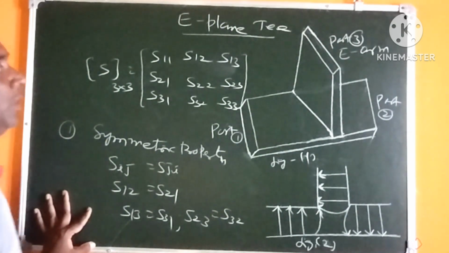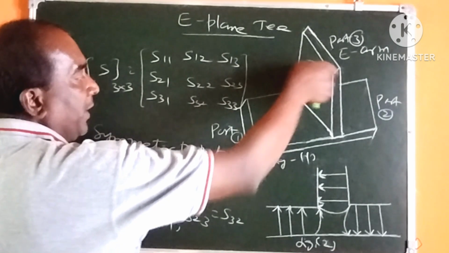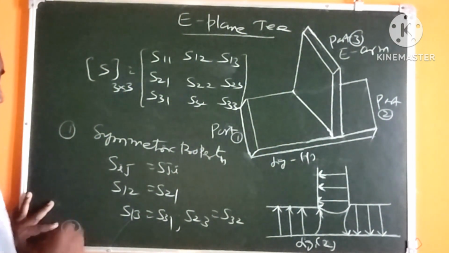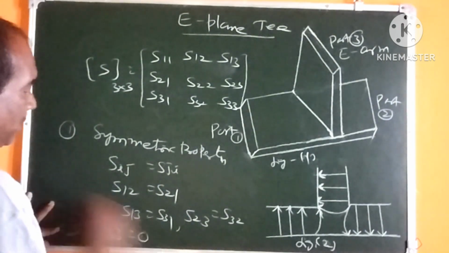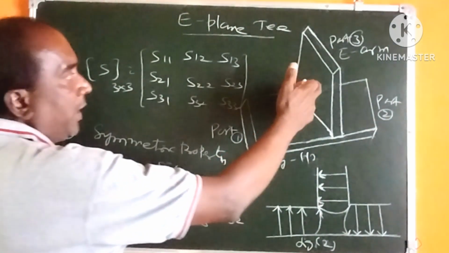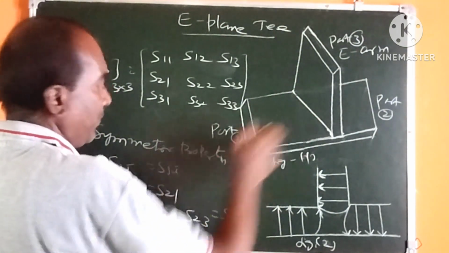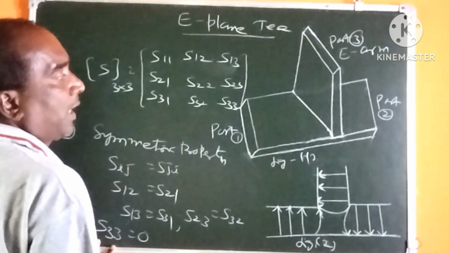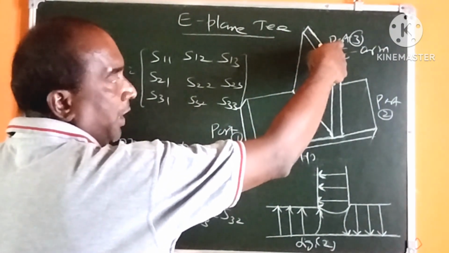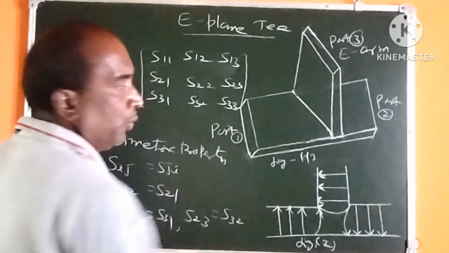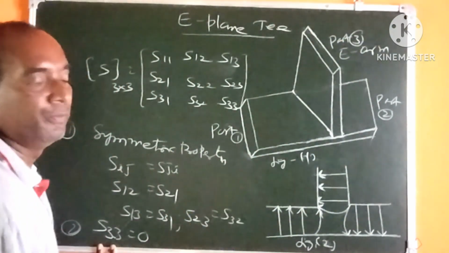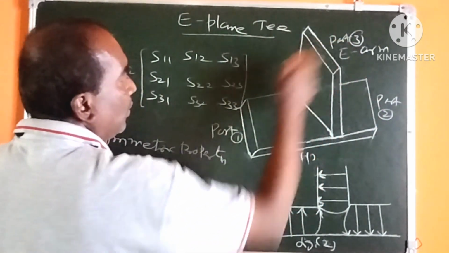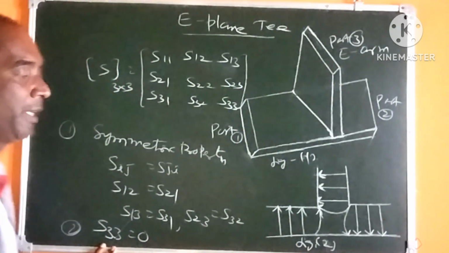And next, the third port is perfectly matched to the junction. Therefore, S33 equal to 0. And then, when the power is fed at port 3, it comes out through port 1 and port 2 out of phase. That is, S23 equal to minus S13.